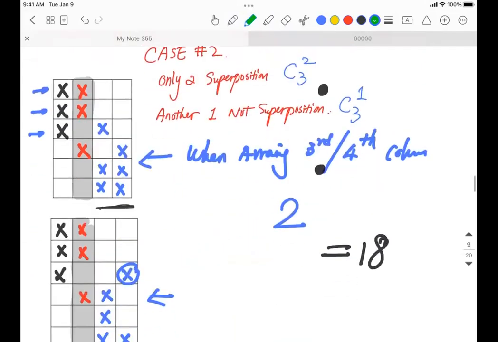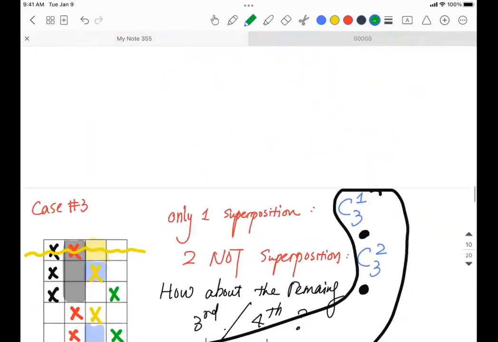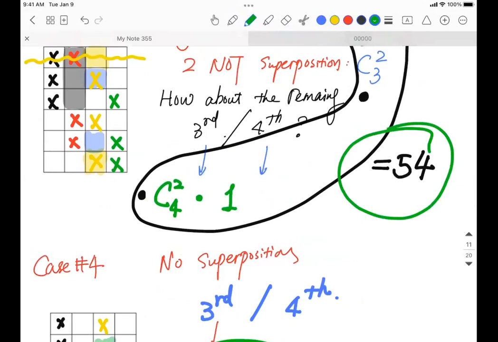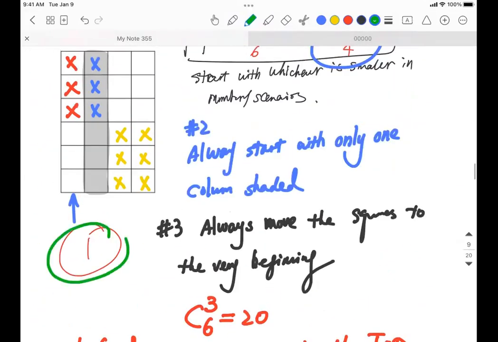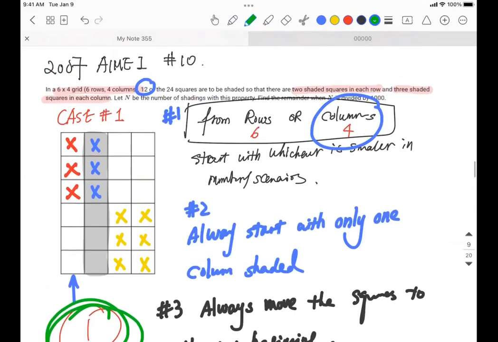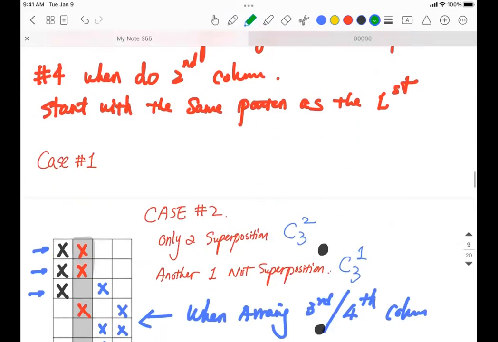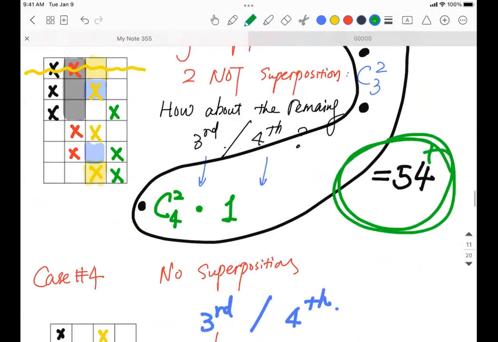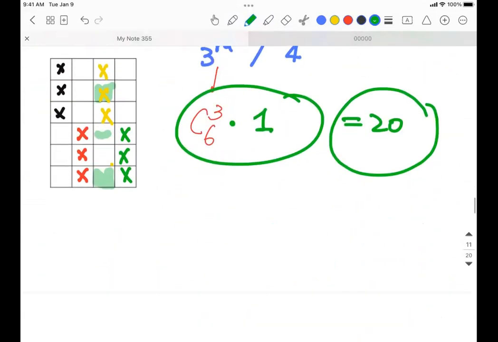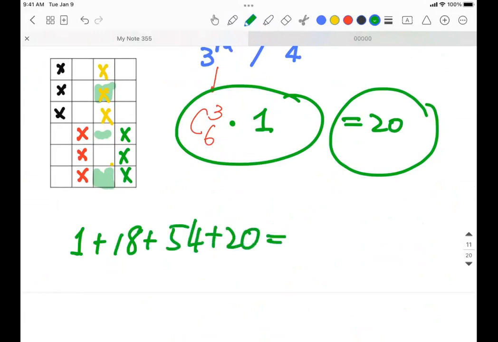Case number 1, you have 1, right? Number 2, you have 18. Number 3, you have 54. Number 5, you have 20. So it's going to be 1 plus 18 plus 54 plus 20 equals 93.